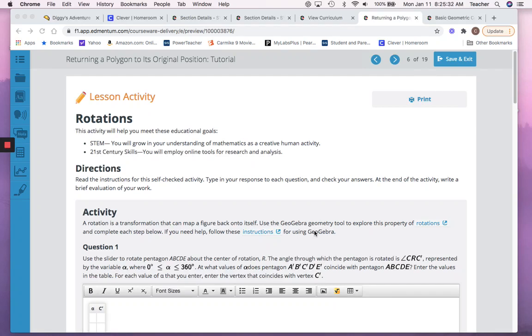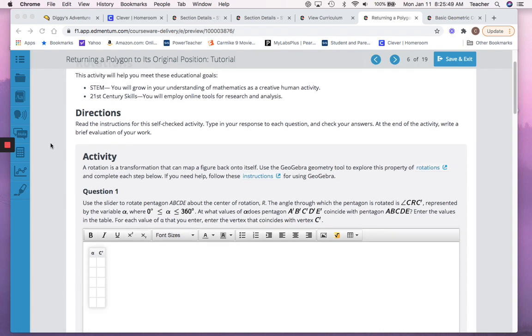All right. Hey, everybody. We are in the next actual lesson in Unit 1, returning a polygon to its original position. So I'm on slide 6. We're talking about rotations. Now, we talked about rotations before. That's just when you take a pre-image, that's your original figure, and turn it either clockwise or counterclockwise around a point.